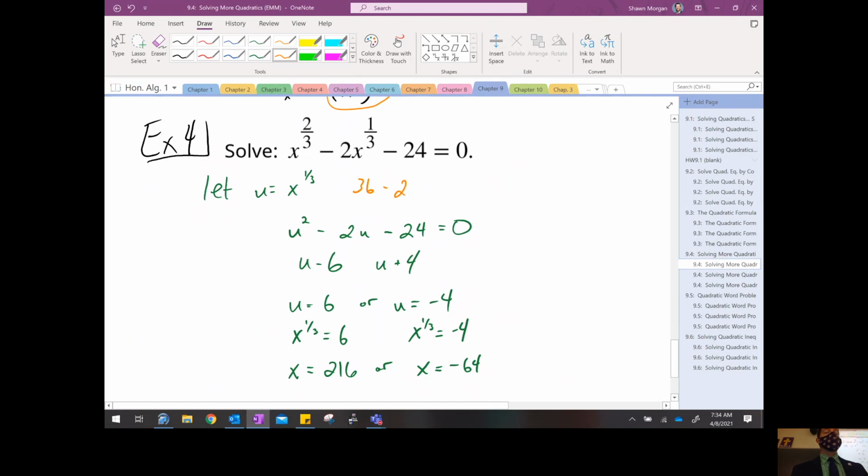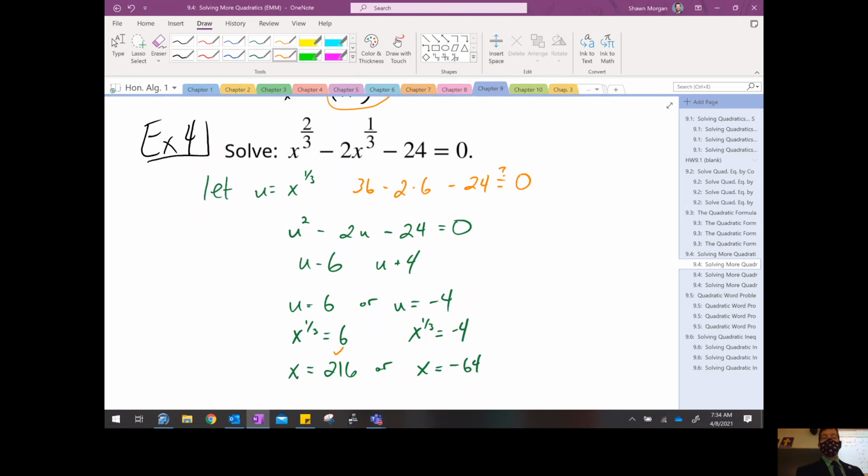Minus 2 times, what's the cubed root of 216? 6. And we want to see, does that equal 0? Well, 36 minus 12 is 24, minus 24 is 0. So 216 checks out. And then -64, I don't want to square -64. I want to take the cubed root of -64. What's the cubed root of -64?